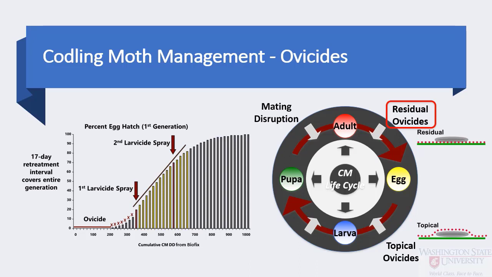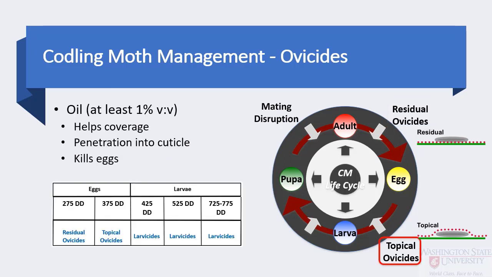Using this strategy, you can cover the generation with as little as a single ovicide application and then 2 larvicide sprays. Options are more limited for topical ovicides, but you can apply them a little later in the year. A perfectly timed topical ovicide spray would be at 375 degree days from January 1st, and this gives you the best chance to kill the most eggs in a single spray. Oils are commonly used at this time. But then the cycle begins again, and the new eggs take about 100 degree days to hatch. So another spray after 200 degree days may be needed.